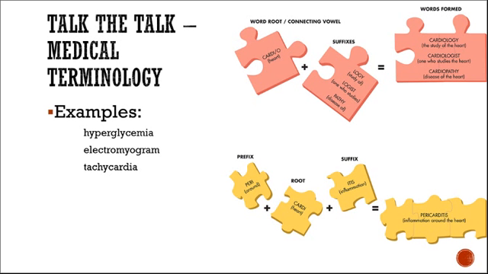Tachycardia is our last example listed here. The prefix tachy means fast. Card means heart. And that suffix ia means a condition of. So tachycardia means fast heart rate.